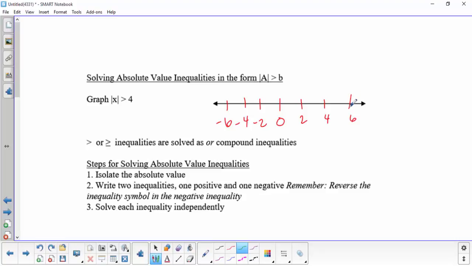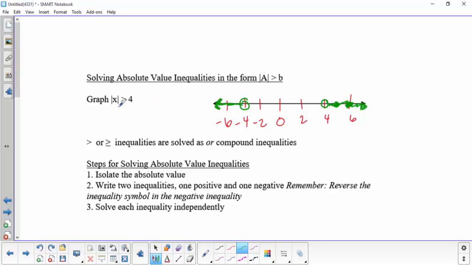So 6, that's more than 4 units away. 5 would be more than 4 units away. 4.01 would be more than 4 units away, but it's so close to 4 that I can't actually put a point there. So I'm going to put an open circle to show that I'm going to get really close to 4, but not actually touch it. And if I think about it, all these other decimals are also going to work. Now, because distance can go in both directions, I'm going to have the same thing over here on the negative side.